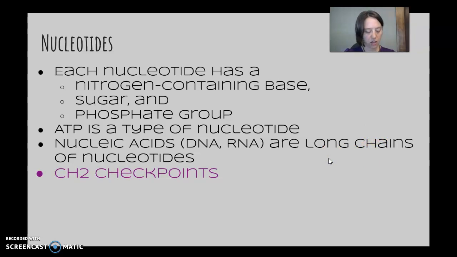All right, so looking at our checkpoints, make sure you can answer these. What element is the basis of organic chemistry? 2.12. What are the three main categories of organic compounds? And I would say four. 2.13, what is an enzyme? And 2.14, what is a nucleotide? And what compounds are made of nucleotides?